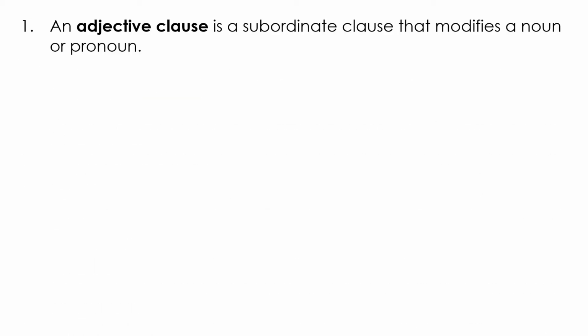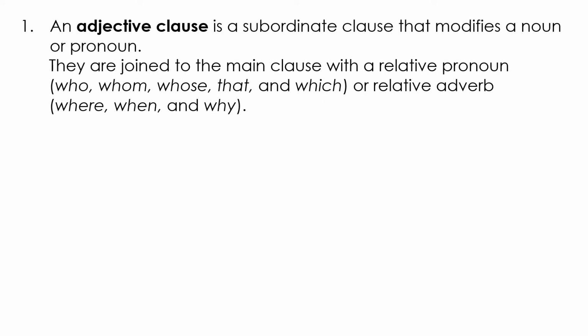An adjective clause is a subordinate clause that modifies a noun or a pronoun. They are joined to the main clause with a relative pronoun: who, whom, whose, that, and which, or a relative adverb: where, when, and why.